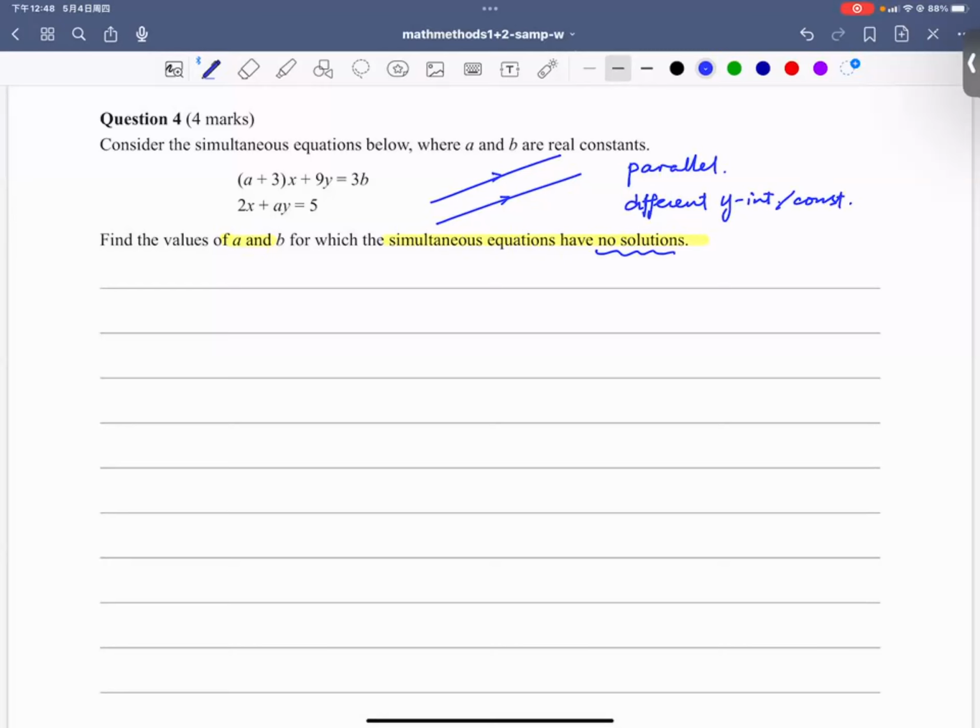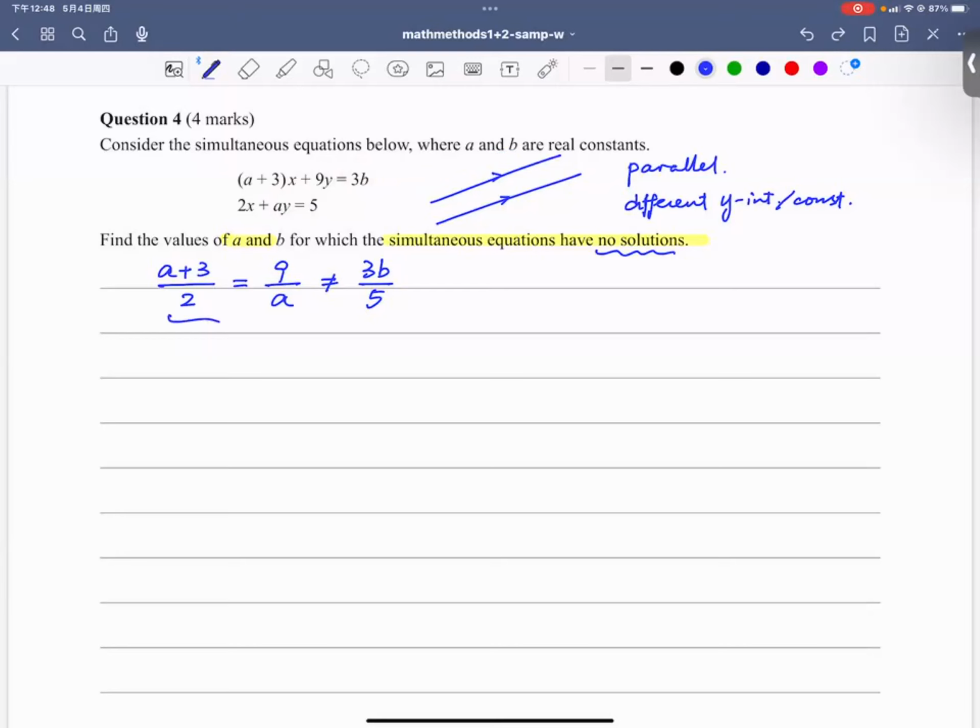So what I'm trying to do is I will construct a ratio: a plus 3 divided by 2 equals 9 over a. So the ratio between x coefficients equals the ratio between y coefficients. But then you want to make sure the third ratio is not equal to the first two ratios, okay? So I will say not equal to 3b over 5. Otherwise, if you make three of them equal to each other, then you will have two coincidental lines, okay? That's for infinitely many solutions.